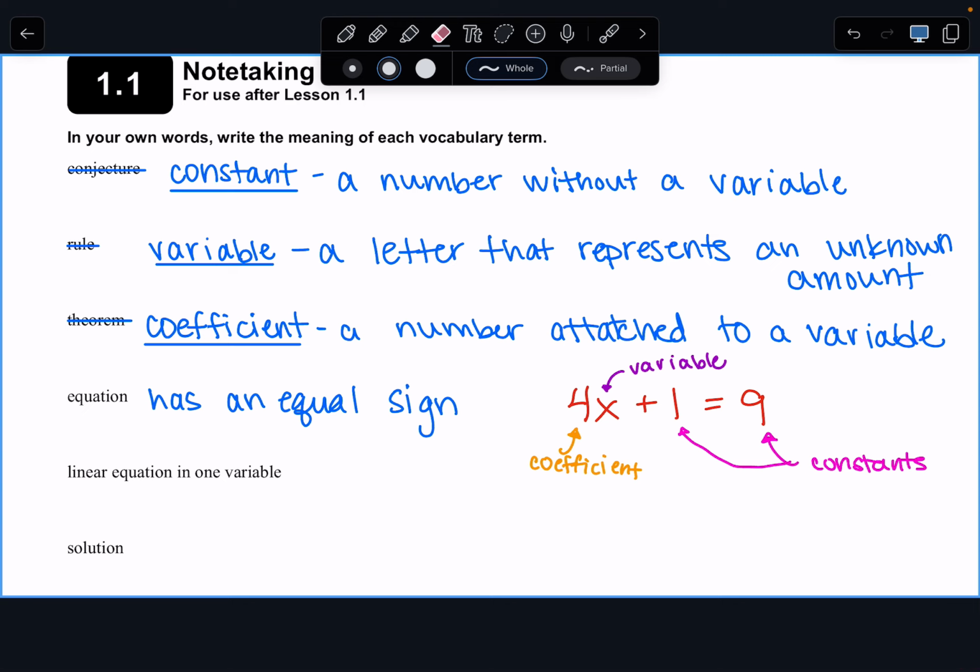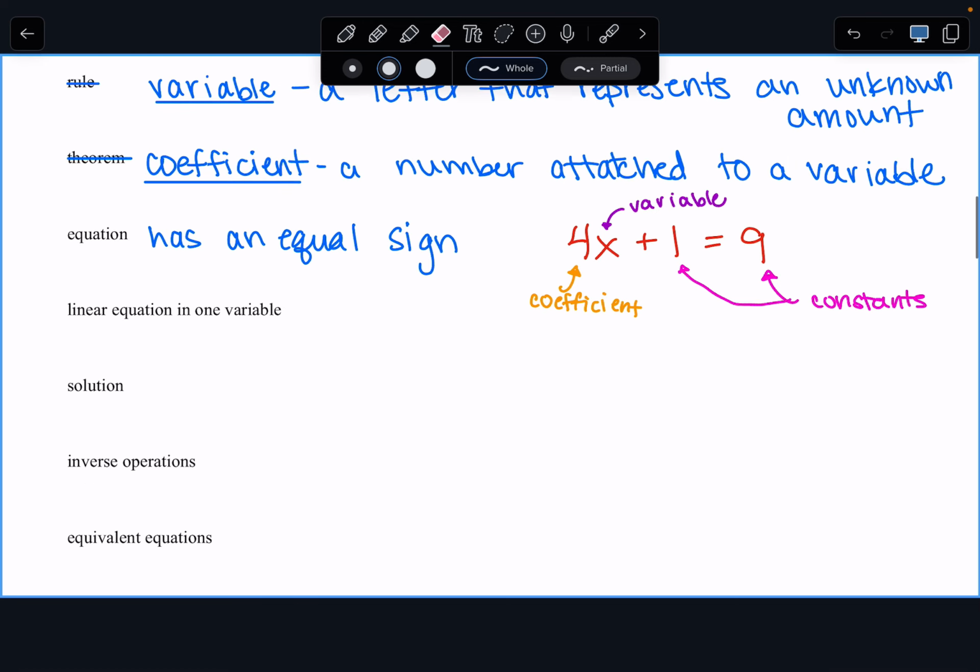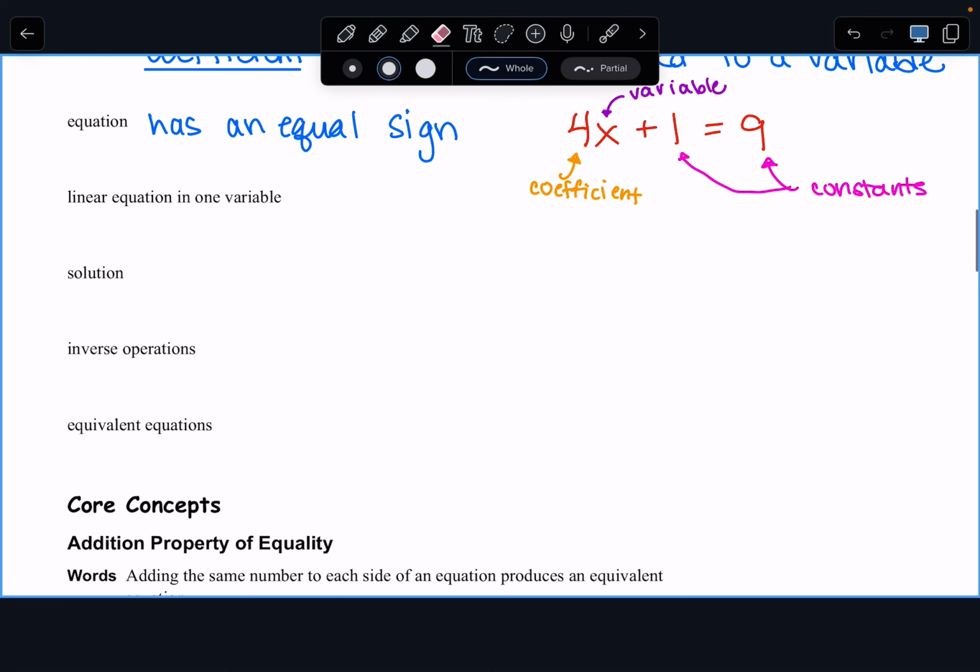Okay? Now, I'm going to ask you to find the solution to an equation. What the heck is a solution? The answer to a problem. Okay. So when I say find the solution, we're going to find a value that makes our equation true.